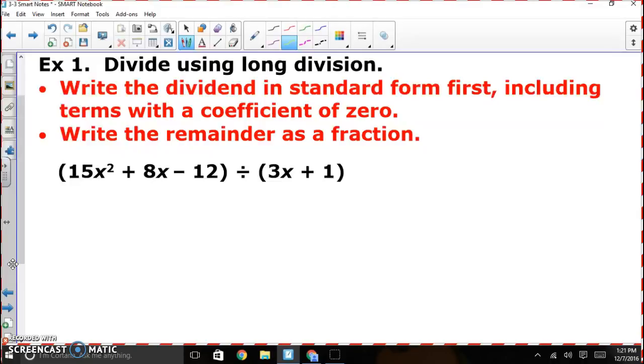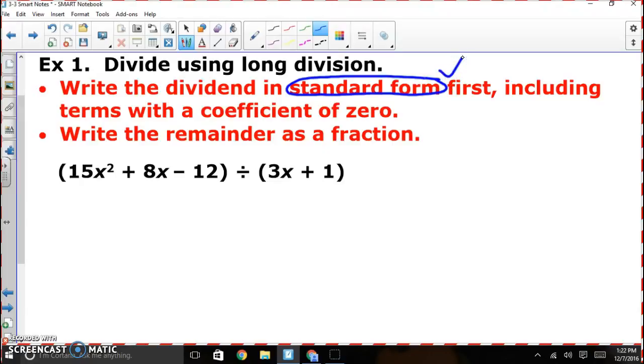So if we look here, we have 15x squared plus 8x minus 12 divided by 3x plus 1. The first thing we want to do is make sure our divisor is in standard form, meaning it's in decreasing order from our highest powered variable, and each power is represented. So we have x to the second, x to the first, and then our constant. In terms of standard form, we're good.